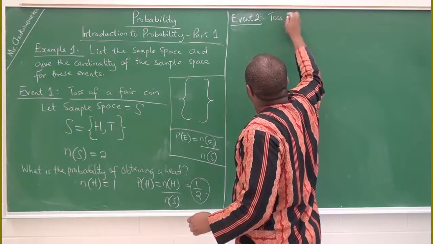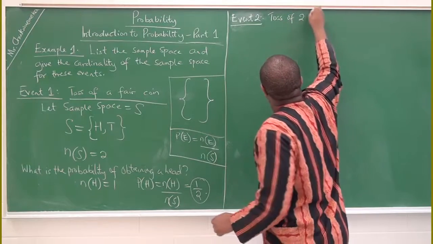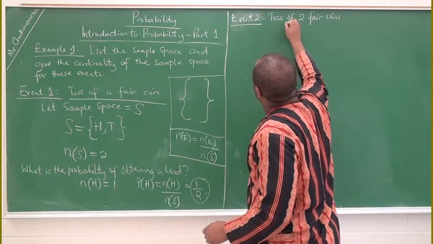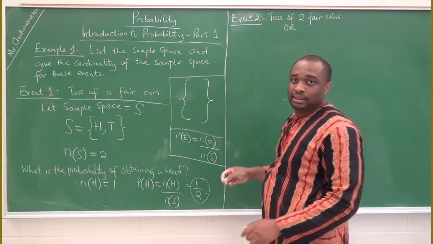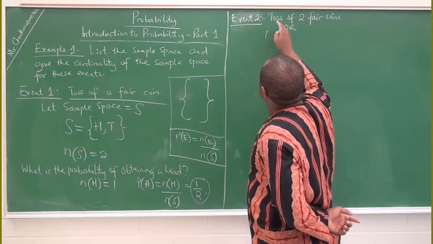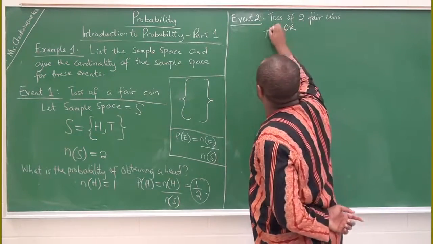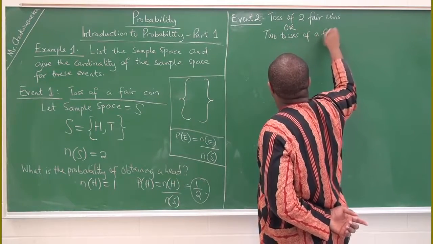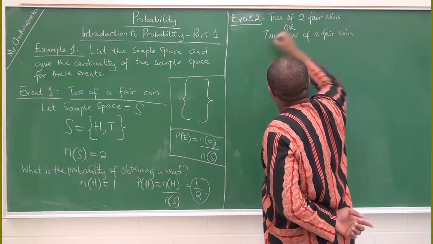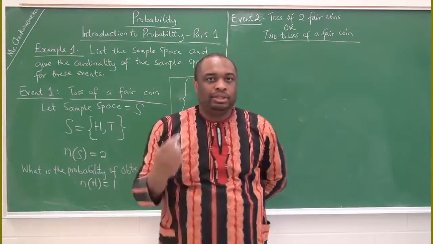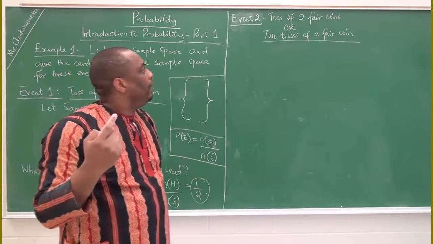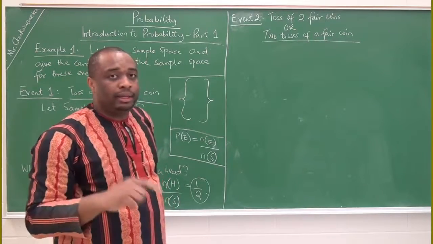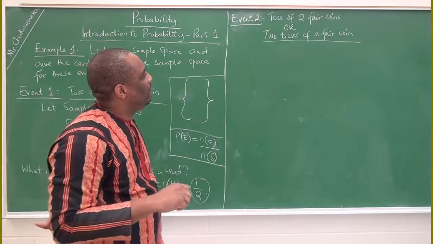Toss of 2 fair coins is the same thing as a single toss of two fair coins, or you can say two tosses of a fair coin. You can either write it as toss of two fair coins or two tosses of a coin. It's the same thing. Okay, so what would this be now?